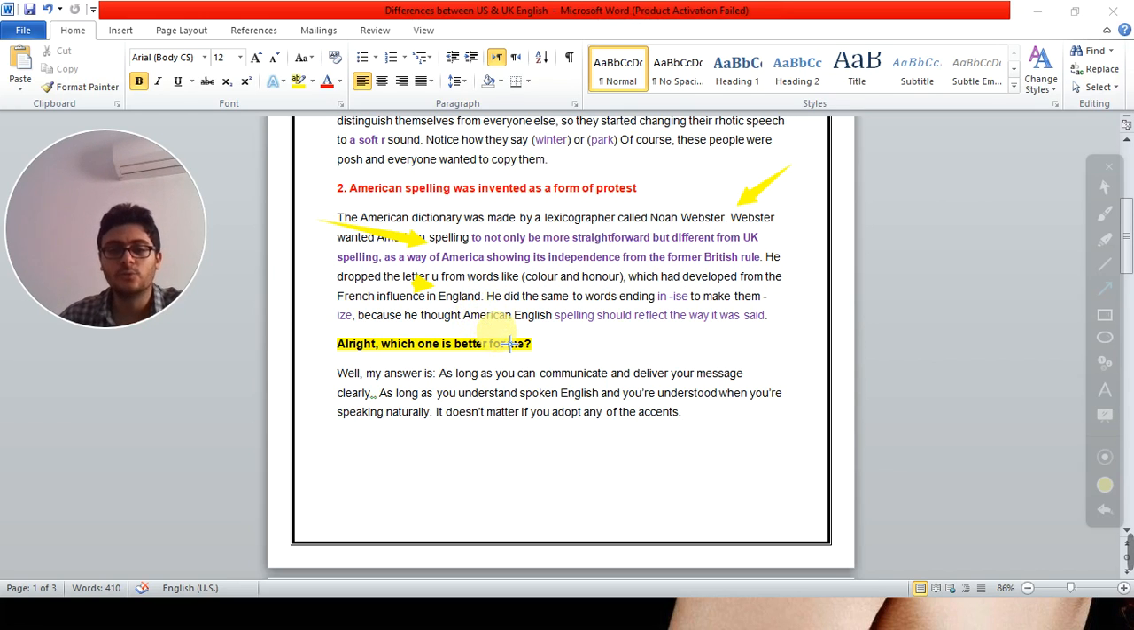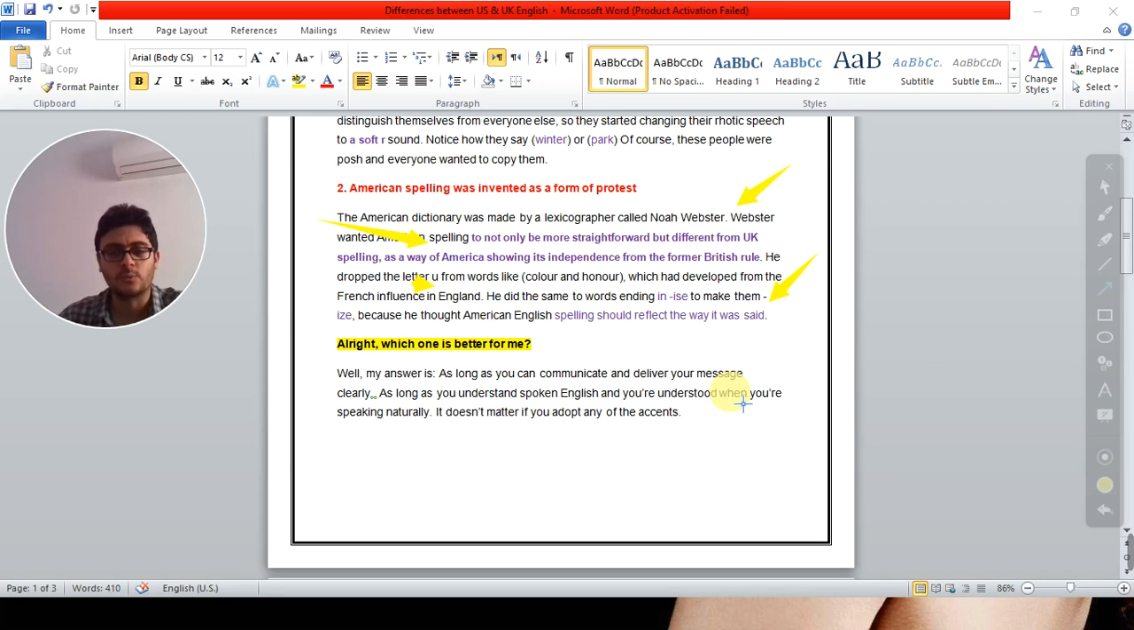And it isn't confined to the U, because we can see that he changed the ISE into IZE, because he thought American English spelling should reflect the way it's said. For example, modernize. Americans write it with IZE instead of ISE. Organization, modernization, and so on.